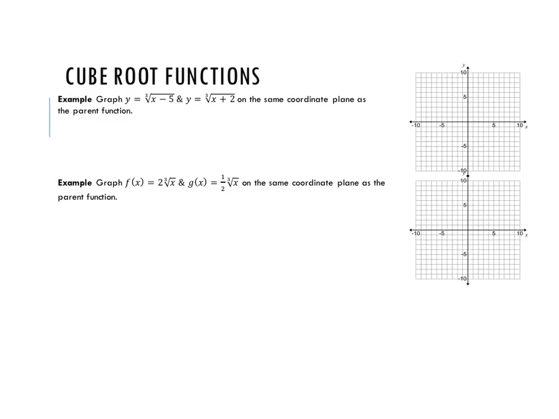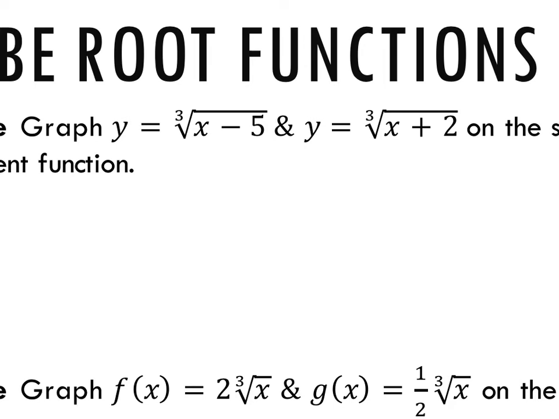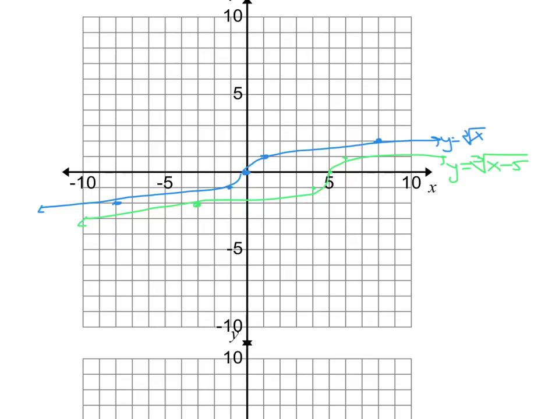If we look at the next example, we're going to graph y equals the cube root of x minus 5 and y equals the cube root of x plus 2 on the same coordinate plane as the parent function. So let's sketch the parent function first. So now that we've graphed our parent function, we can graph our translated functions. Remember, if the number is inside with the x, it's going to be a horizontal shift, and it's always opposite of what you're thinking. So the minus 5 means we're actually going to shift the parent function right 5. And our translated function shifted to the right 5 is as follows.